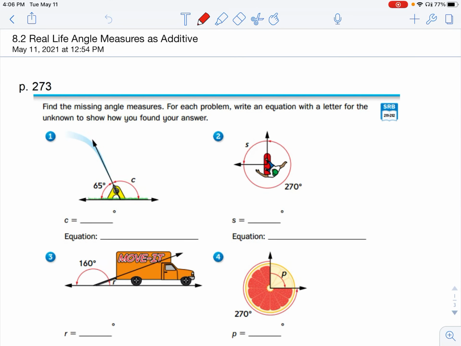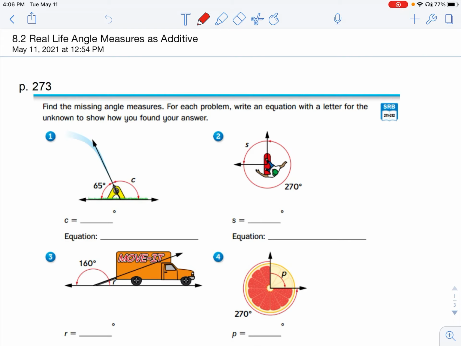Hi, fourth graders. Today we're going to talk more about angles, and we remember that angle measures are additive. Say that word with me, additive. And as you might notice, it has the word add in it because it essentially means that you can add them. So if you don't already have it, please get your math journal and open up to page 273.